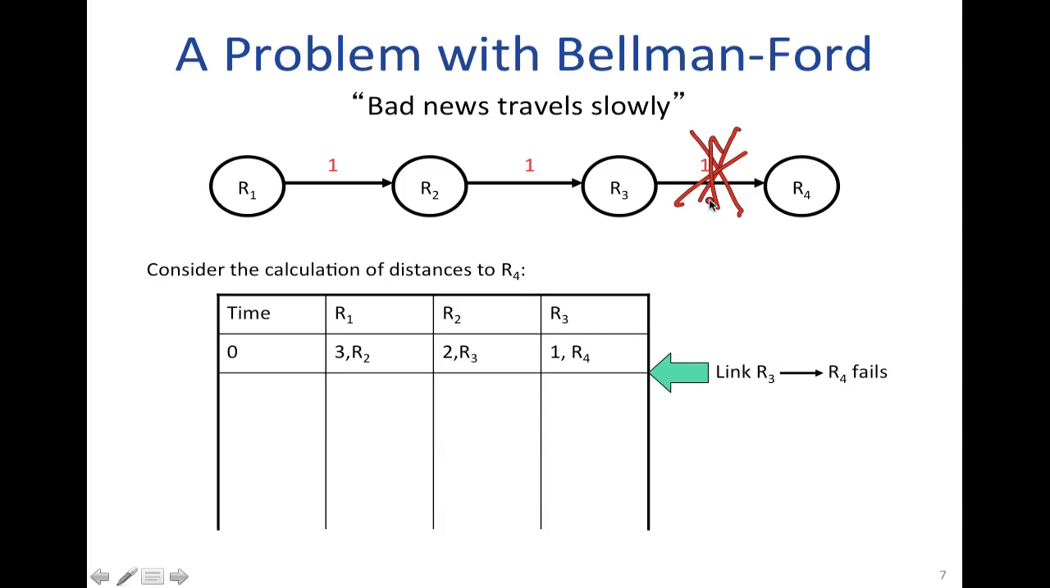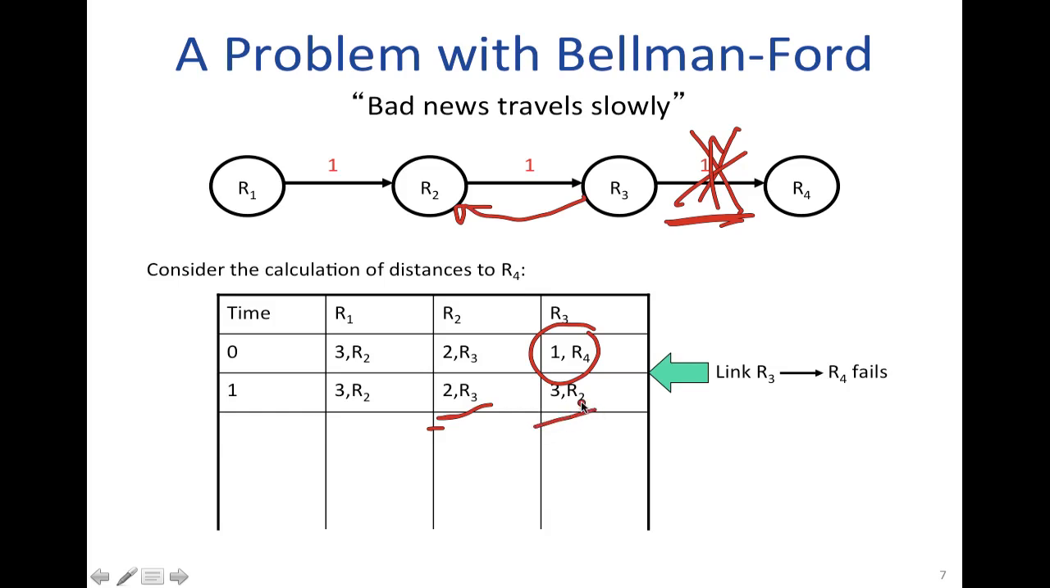What happens next? Well, what's going to happen is they're going to keep advertising their cost. R3 is going to start advertising, hey, I was under the impression that I could get there with a cost of 1 before. That's here. But I don't have that link anymore. I know that that link is broken. But I did hear from R2 that R2 could get there at a cost of 2. Now I am 1 hop away from R2, so therefore I must be able to get there at a cost of 3 if I send my packets to R2.